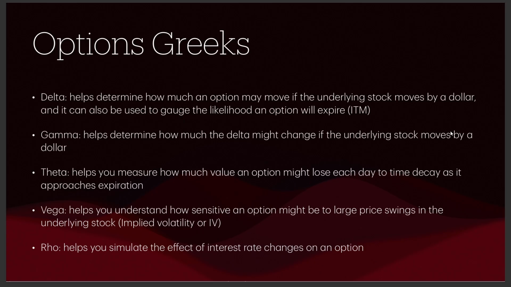The second component that is important to know is gamma, which is how much the delta might move with every dollar move in the underlying. So if I have a gamma of, say, 0.05 and my underlying stock goes up $1, your delta would be at 0.55.